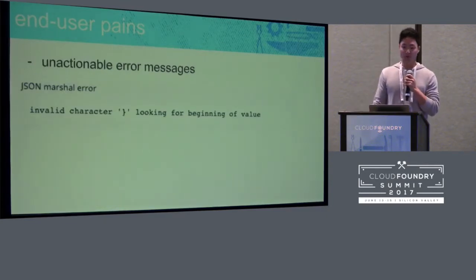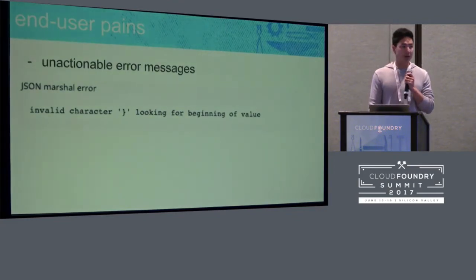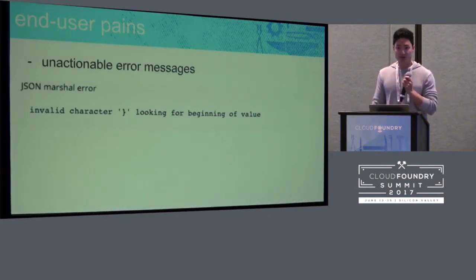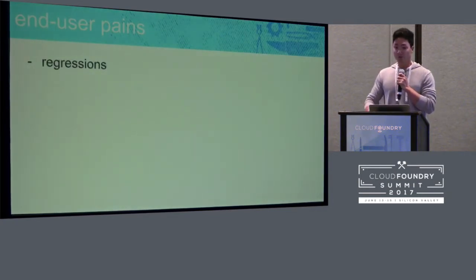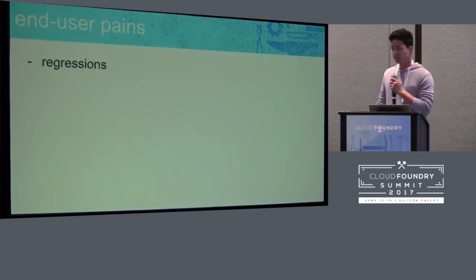Also, we've had a lot of unactionable error messages. This is partly due to the code just bubbling up Golang library errors, as well as errors from our client directly to the end user. There's no context attached to these errors, so it's very difficult to discern what exactly went wrong when you ran your CLI command. And we've also had a lot of regressions due to small, innocuous changes that we've made.